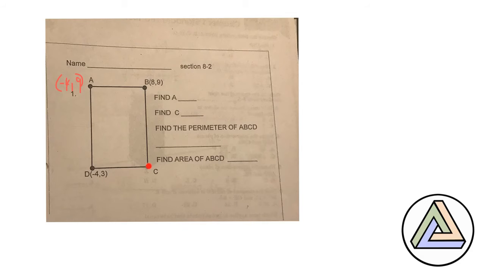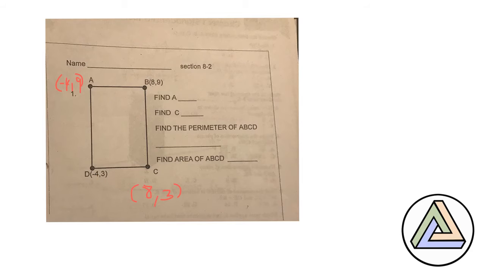Find C. C is down here. C is definitely going to take on the x-coordinate of this thing, which is 8, and it's going to take on the y-coordinate of this one, which is 3. All right. So the reason for that is because the x-coordinate corresponds to how much to the right or to the left on the xy coordinate plane A is, and the number that represents how much to the left or right A is is this x-coordinate.